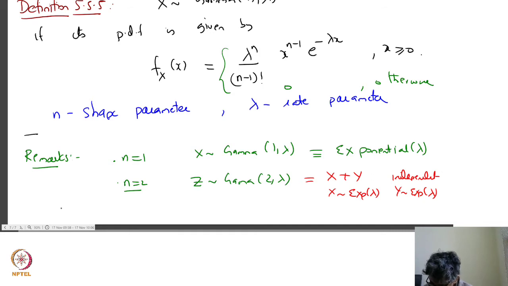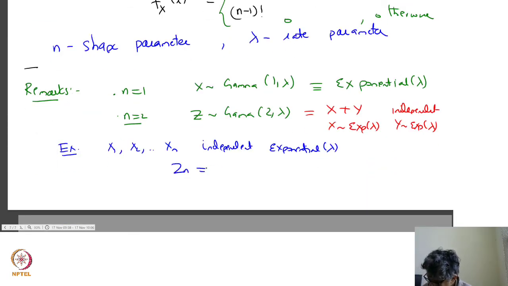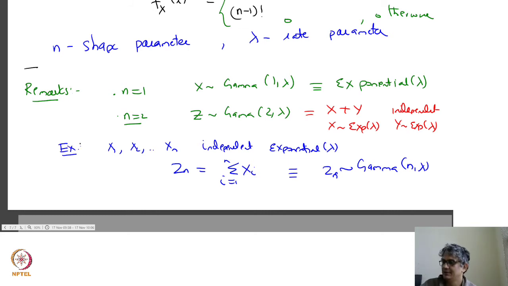So it's an exercise to check that if I take x1, x2, up to xn, all independent exponentials of lambda, and if I take z sub n to be the sum from i equal to 1 to n of x sub i, then z sub n should be distributed as gamma of n lambda. This is something you can check by induction. Okay, so that's about sums of random variables.